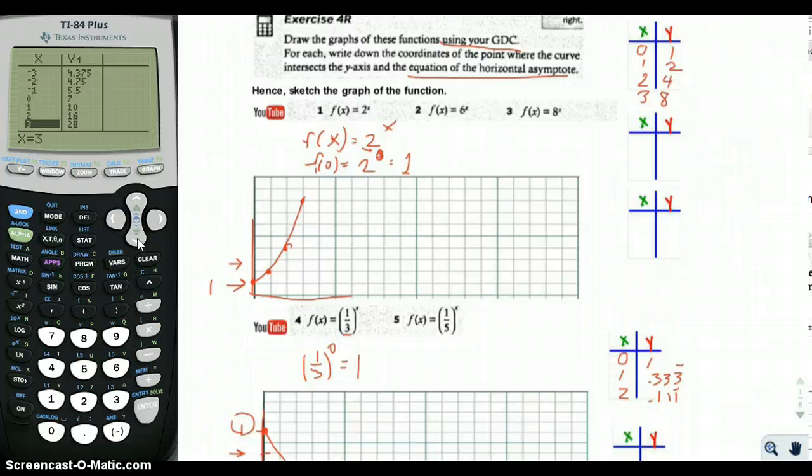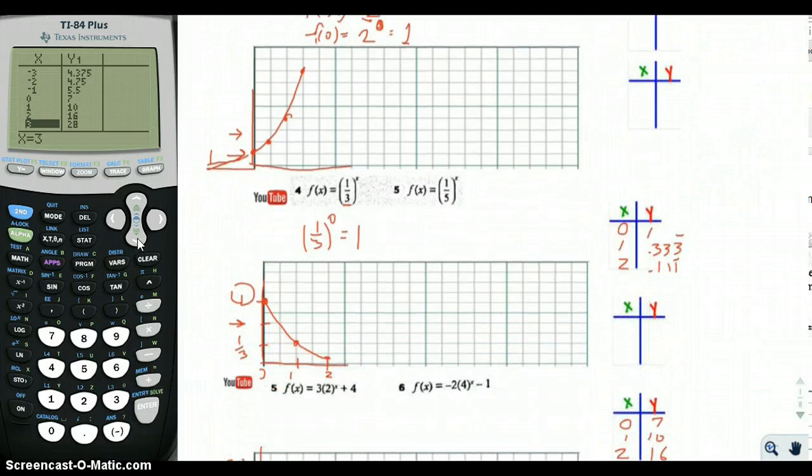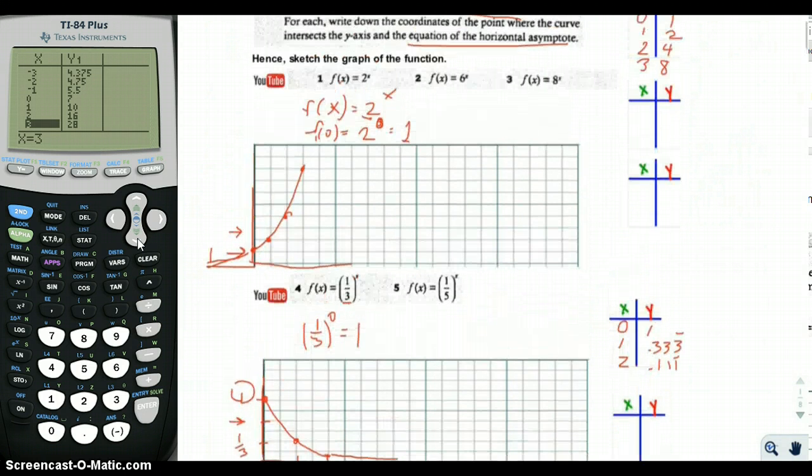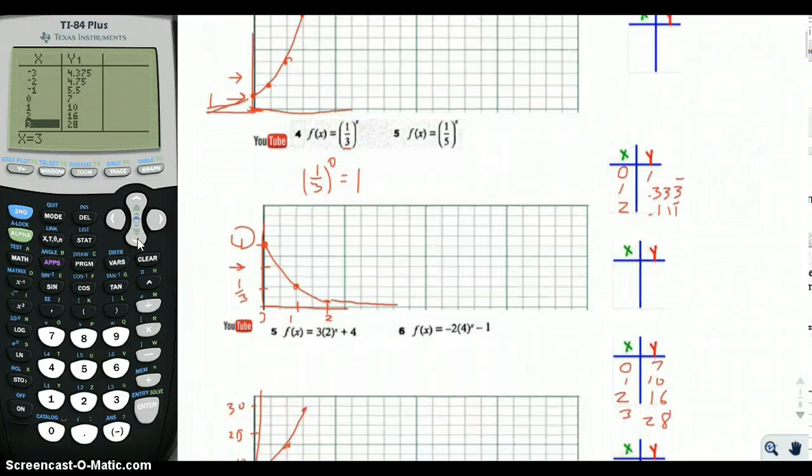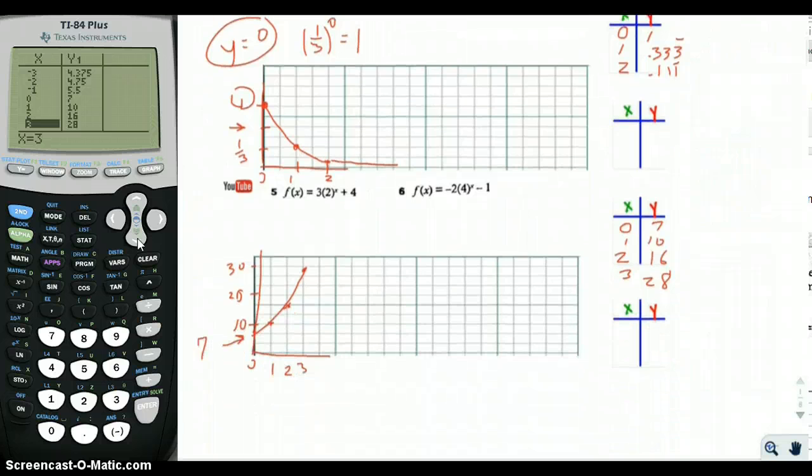Now, if we look at this graph, on the left, we will see that it approaches 0. Okay? And if we look at this one, we can see that it also approaches 0. Okay? So the horizontal asymptote is the y level that the graph approaches. And in this case, it will be y equals 0. This is the asymptote. Okay? And this one will be y equals 0.